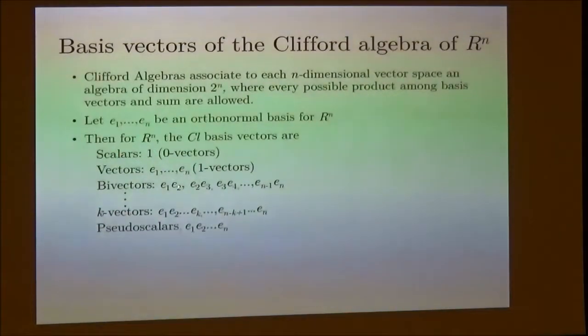You can pick 2 at a time and form their product, without regard to their order, as long as the combinations are unique: E1E2, E2E3, E3E4, up to these, so you'll have those. So again, this is nC2 number of bivectors.